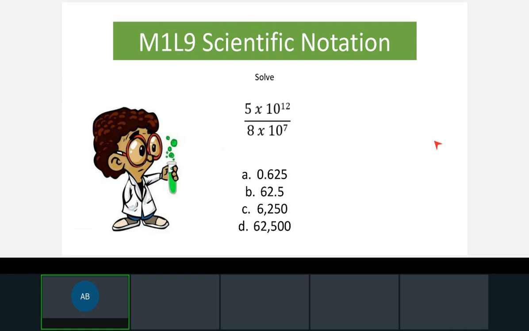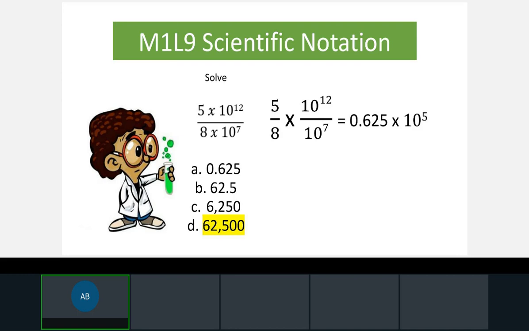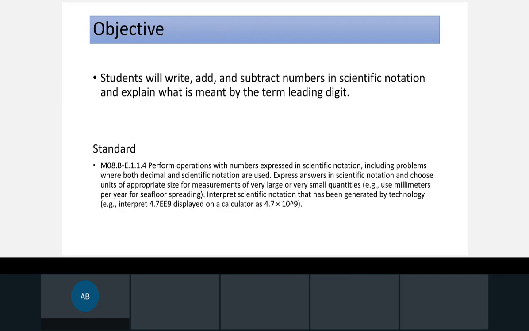So at this point, I would leave the timer on for 2 minutes, and then we would go over the question and discuss what the process was for answering the question and how we came to our final answer of D. During my lesson, we would then go over our objectives.